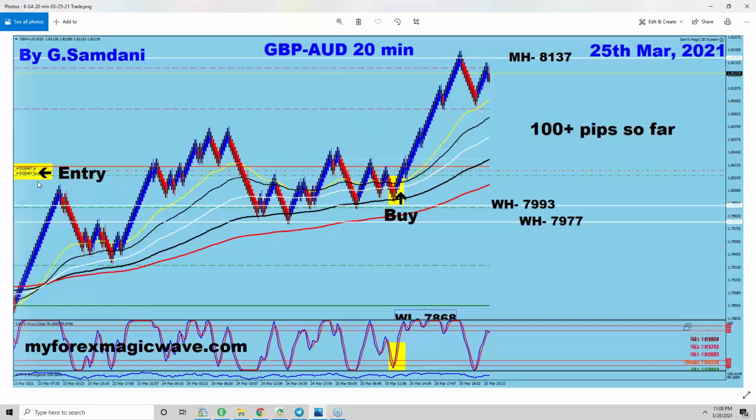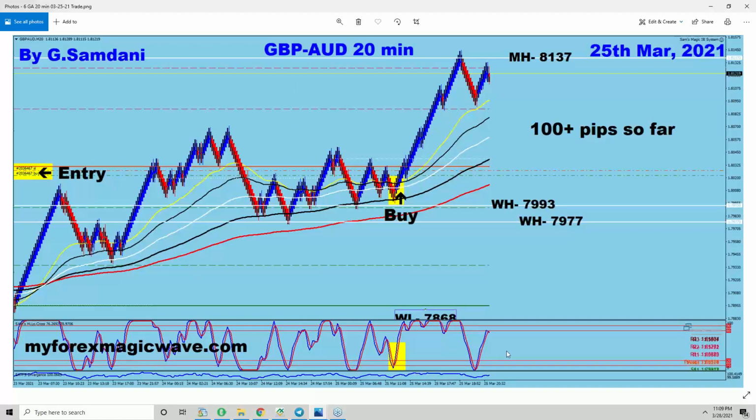And pound Aussie, a buy order here, and nice and clean, more than 100 pip here. That was the target, 81.37. And by the way, this week I'm hoping that this pair will go up above 81.37. We're going to break this level because Aussie keeps getting weaker.